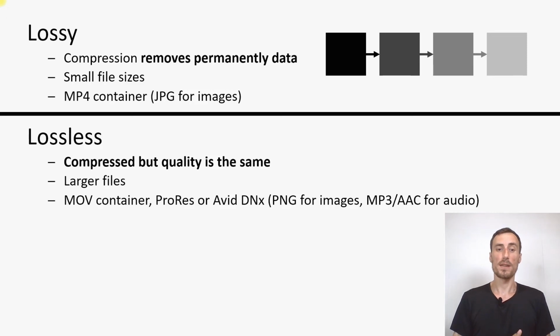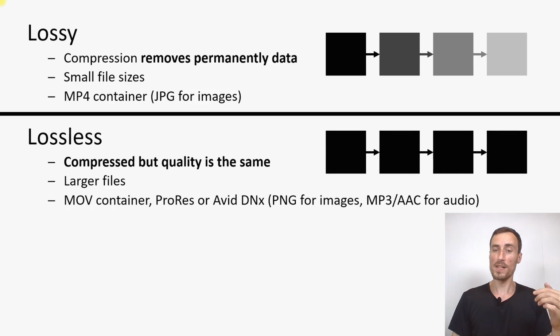Lossless, on the other hand, is also compressed, but the quality is the same. The files are larger, but usually when you re-edit the file, you work with that, the quality stays the same. It doesn't matter how many times you save it or re-edit it. And usually the container for that is an MOV container, and you use ProRes or Avid DNX codecs for that. It's likewise for PNG for images. Yeah. So lossless is a big thing.